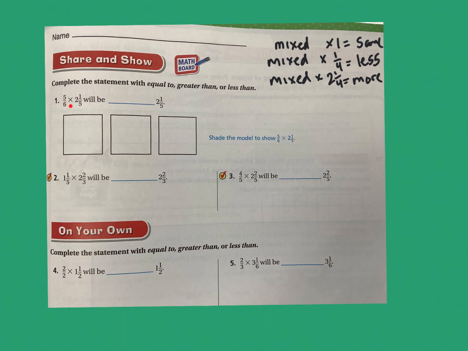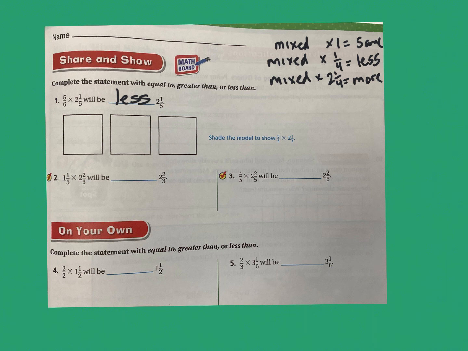Right now I have 5/6 times 2 1/5. Here is our factor, the mixed number we're looking at, and we're multiplying it by a proper fraction. So we're looking at this step here. My product should be less than 2 1/5. So I'm going to put less here. And that's really all they're going to be asking you in this lesson. Is it going to be same, is it going to be less, or is it going to be more? They do have us show how we know that here, so that your brain can internalize it.